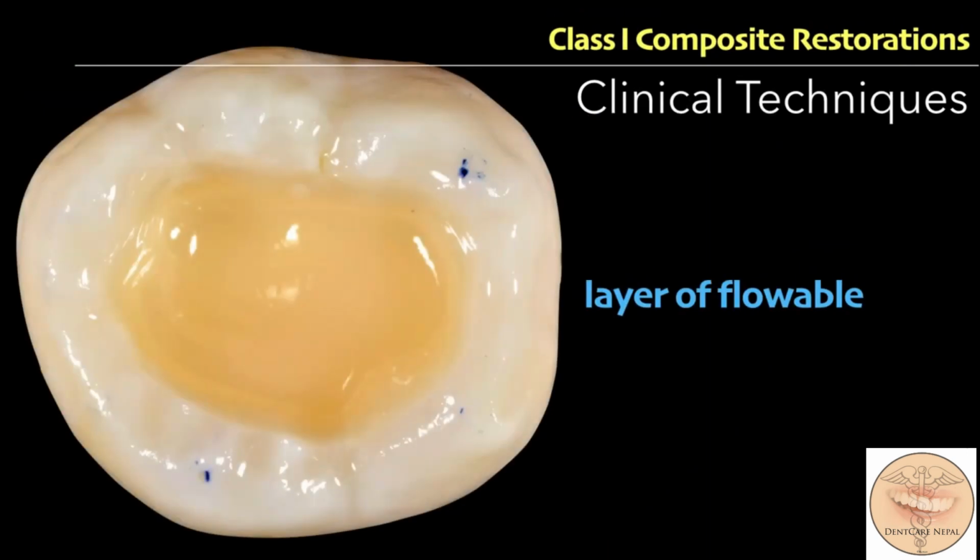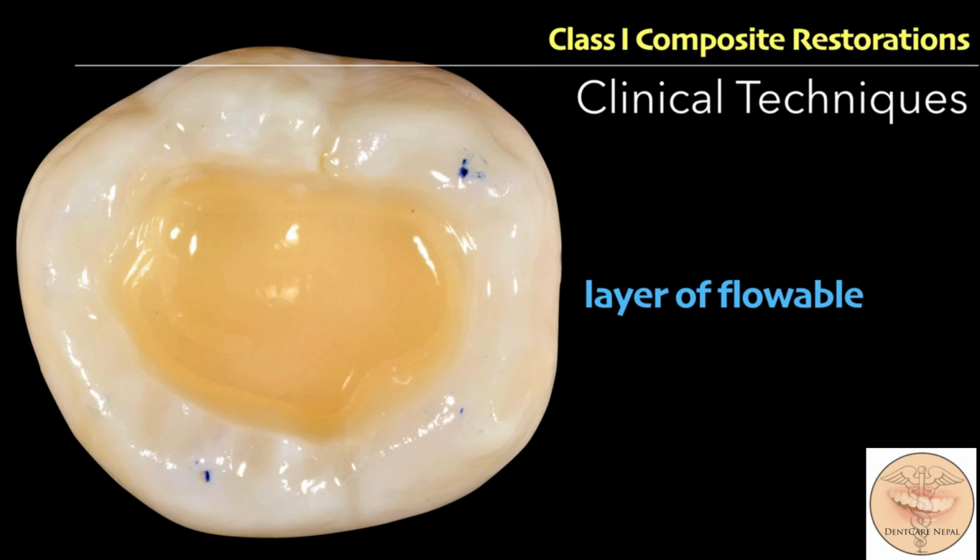Then the most important thing is how to fill the box before making the occlusion. The best way is to apply a flowable in about a 1 mm increment at the base. Why flowable? Because it can flow everywhere and adapt well. You can see in the picture that there are no voids or bubbles, no shrinkage, and no debonding.